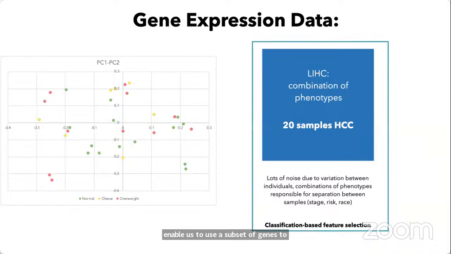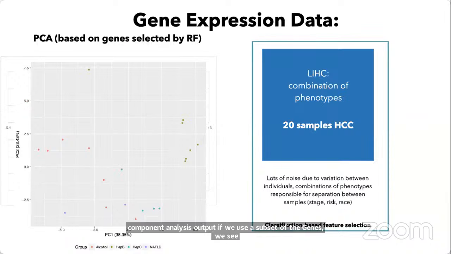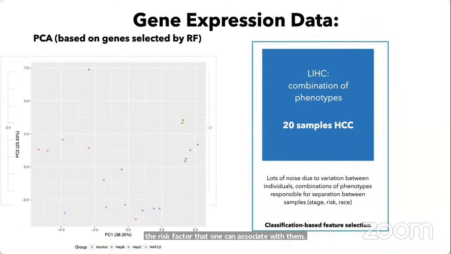understand the pattern generally. So instead of using all the genes, which results in a noisy analysis or noisy principal component analysis output, if we use a subset of the genes, we see that the samples very well separate themselves based on the risk factor that one can associate with the data or with the samples. Like we can identify alcoholism and hepatitis B complications, and we can also understand other diseases associated with the patients.